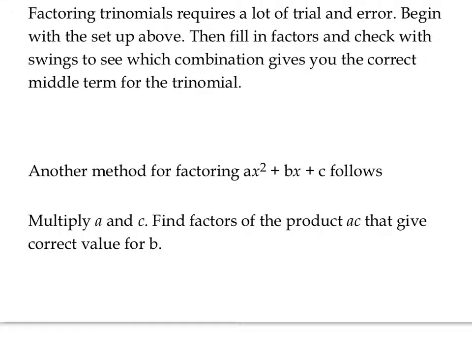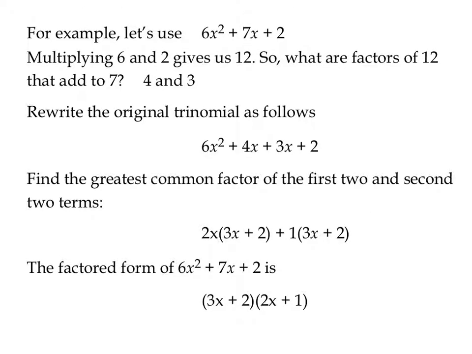There's another method called the AC method. It's called that because we're going to multiply A and C together and use that product to figure out what factors give us that B value. So we're going to show you that one next. Pick the method you think works best for you, practice it consistently, and you'll get good at it.